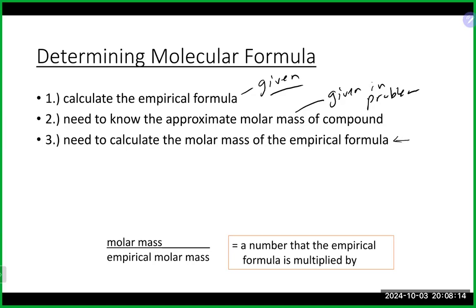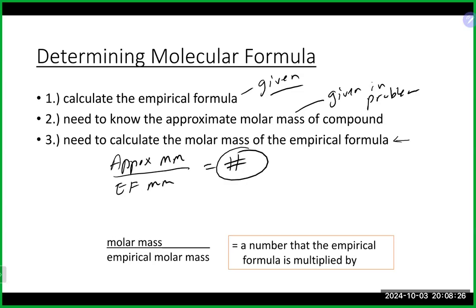So what you do with those numbers is you take the approximate molar mass that they give you in the problem, you divide it by the empirical formula's molar mass, and that will give you a number. And that number is what you multiply the empirical formula by to get the molecular formula. So let's just say, for example, we had our compound we just did there, and we did this and we got a 2.